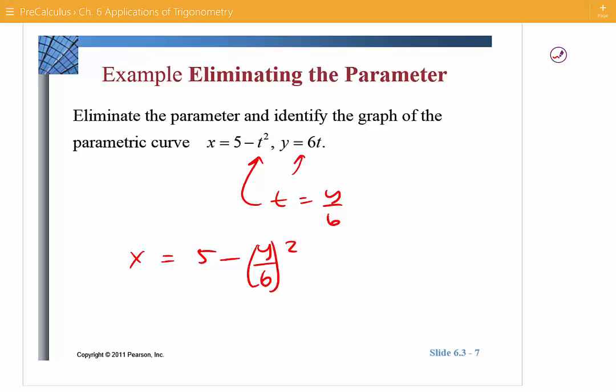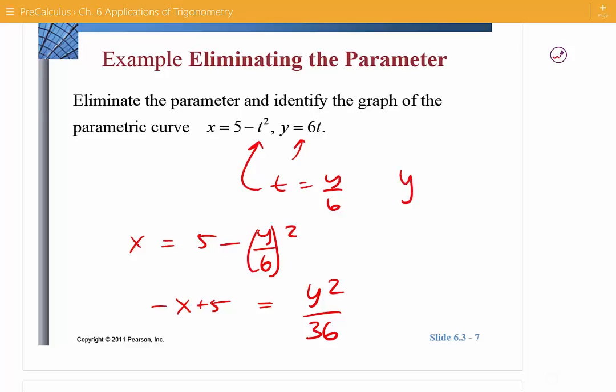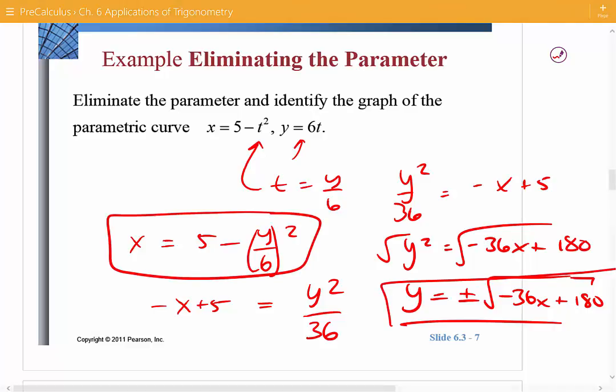Now, I could solve this for y if I wanted, by subtracting 5, multiplying through by a negative, and finishing this off. So this gives me y squared over 36 equals -x plus 5. Multiply through by 36, and you get -36x plus 180, and then square root. So if I solve it for y, I get this equation here. But I've eliminated the parameter. Either way you write it, now I have a relationship between x and y.